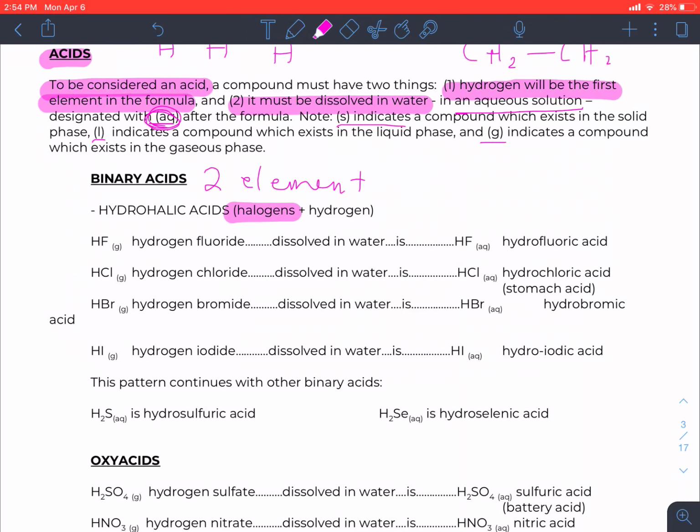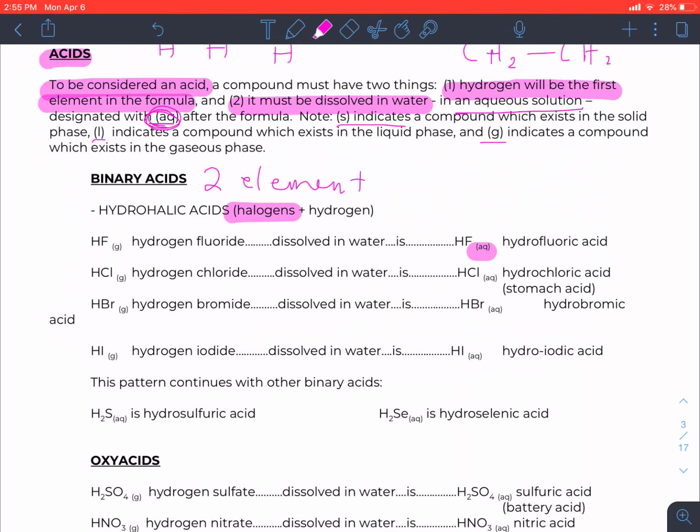So for example, if I were to have HF with a G in the gaseous state, I would name it according to my binary rules. So just hydrogen fluoride, or even hydrogen monofluoride. But once it's dissolved in water and becomes AQ, it is now an acid. Its name is hydrofluoric acid. We'll talk about the patterns here in a minute.